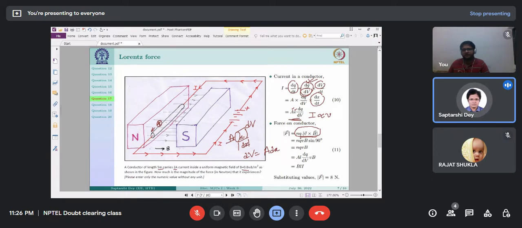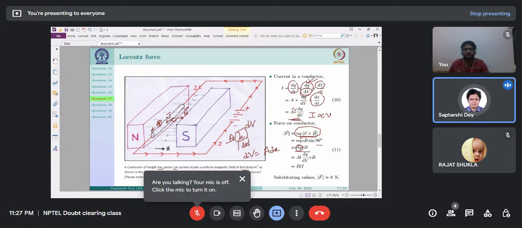Here the velocity of the charged particle is in this direction and B is this direction, so they are perpendicular to each other, hence we have sine 90 degrees, so we have nqvB. Now what is nq? nq is the total charge present in this conductor.